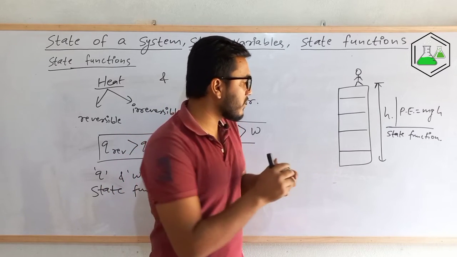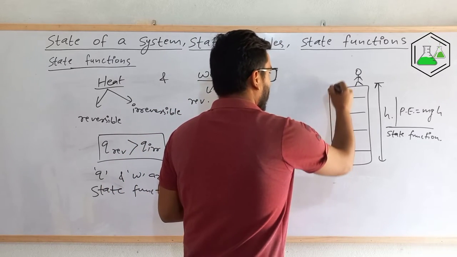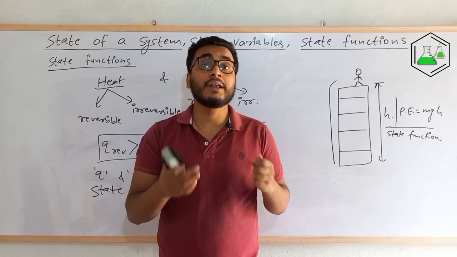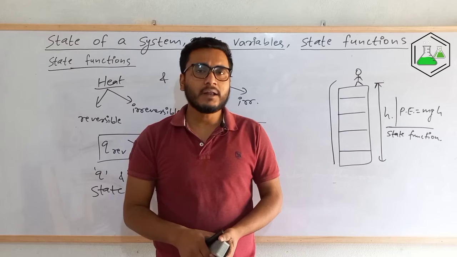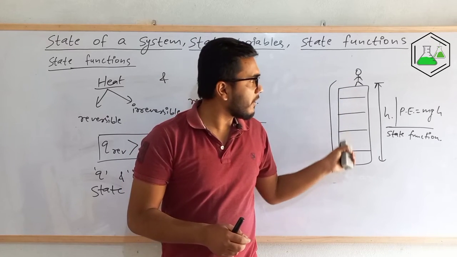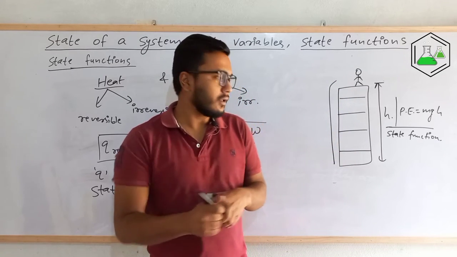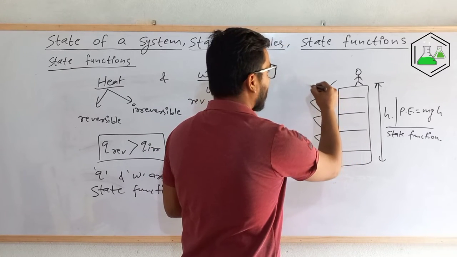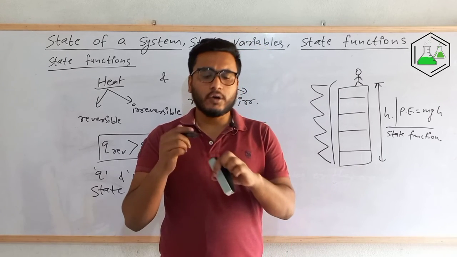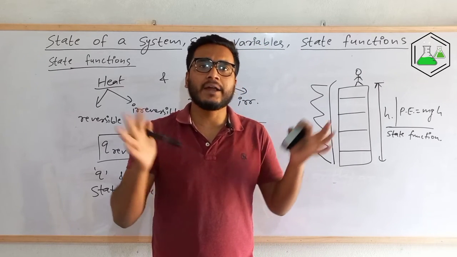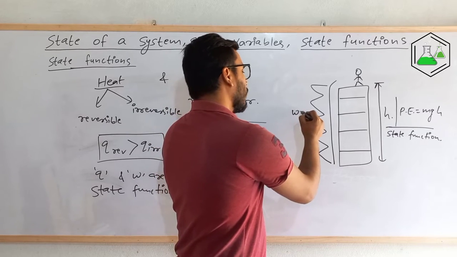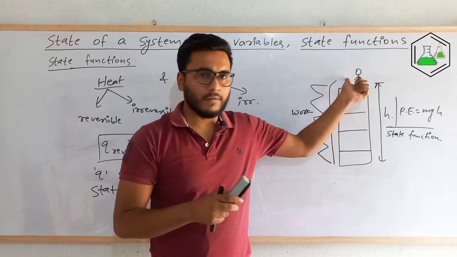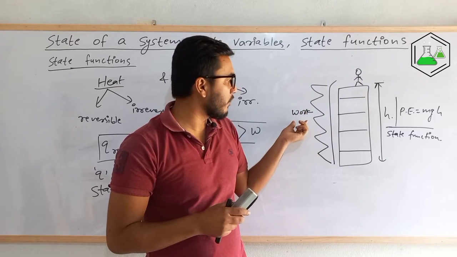Suppose he goes there by a lift. Will he be tired? No, obviously not. He will not be tired over there. That means he does less work over there. But suppose the lift of the building is not working now. So he has to go by stairs. And when he goes there by stairs, he has to do a lot of work and he will definitely be tired when he reaches over there. So in this particular case, what do we see?